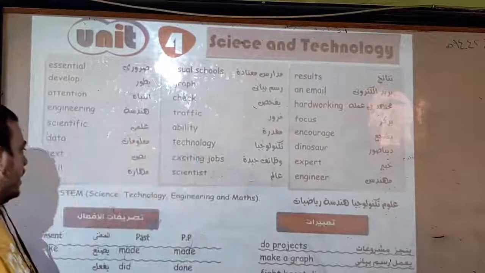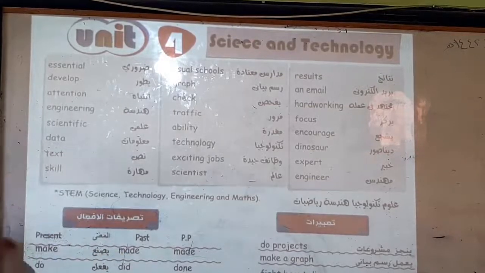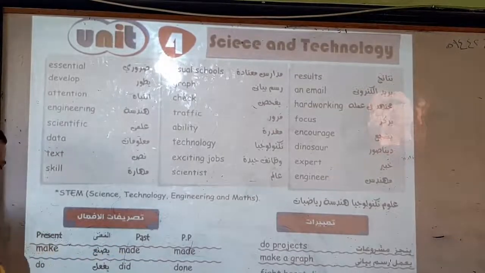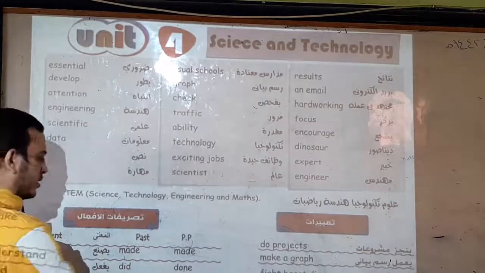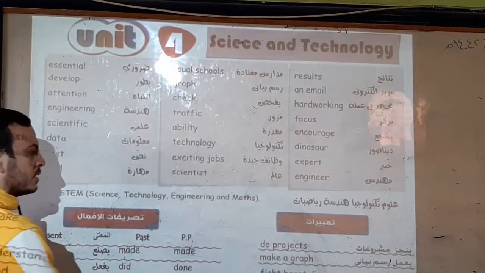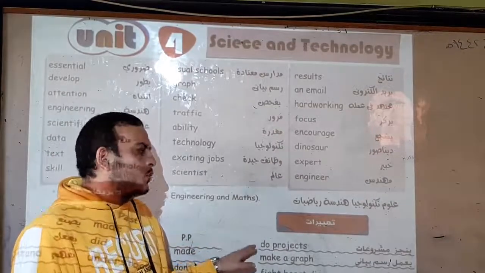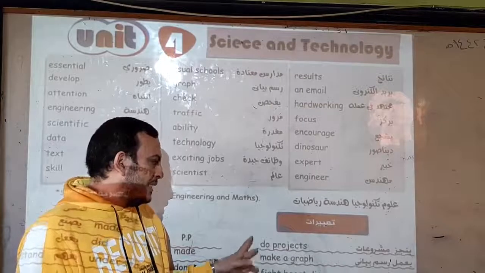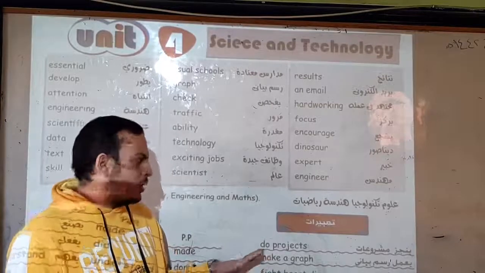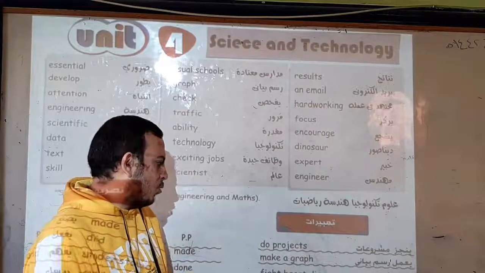Okay. Now let's go to the conjugation of verbs: make, made, made; do, did, done; understand, understood, understood; send, sent, sent; build, built, built. And now for the expressions: do projects. دايما do تيجي مع projects يعني ينجز او يقوم بعمل مشروعات. Make a graph يعمل زي رسم بياني او مخطط.